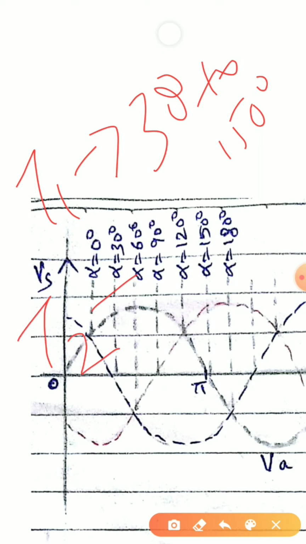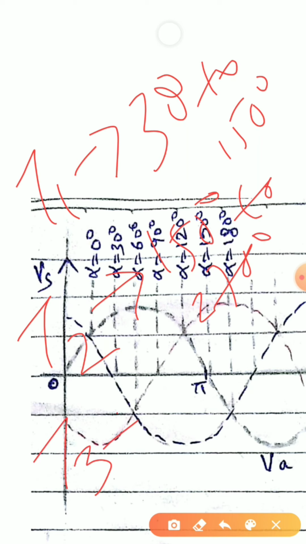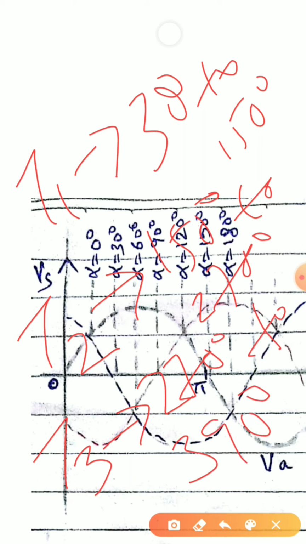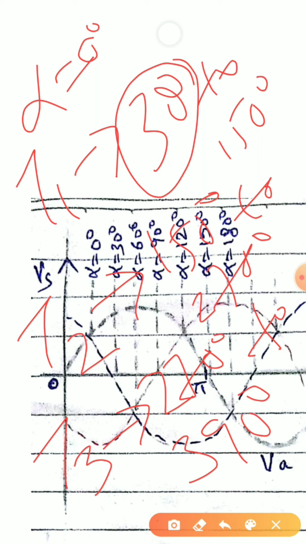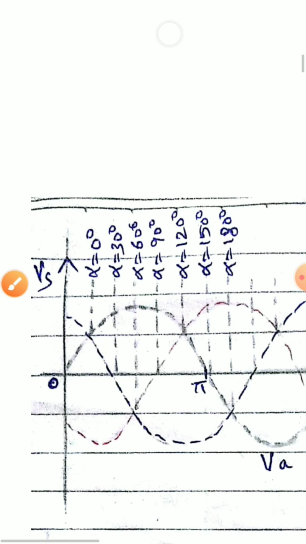T2 will start conducting from 150 degree for a period of 120 degree, that is, from 150 to 270 degree thyristor T2 will conduct. Thyristor T3 will start conducting from 270 degree to 270 plus 120, that is 390 degree. That is, if the firing pulse given is alpha equal to 0 degree, the first will start conduction at 30 degree, the second at 150 degree, and the third at 270 degree. So this is a clearly understood concept.